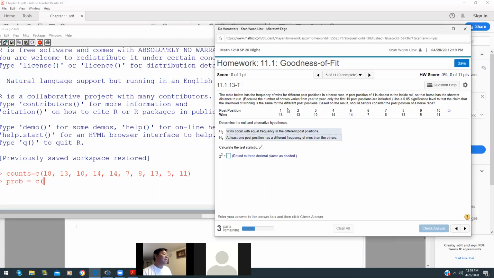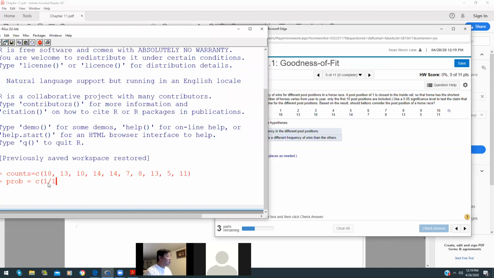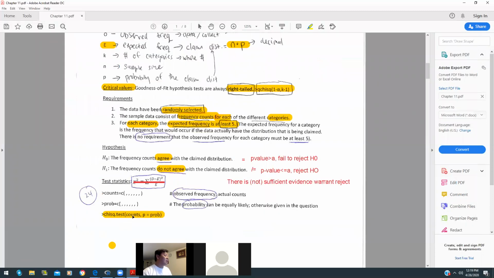Okay, so equal means, because there are 10 positions here, this is going to be 1 out of 10. So every single one of these, you have to do 1 out of 10. And yes, you have to type this 10 times. This is like a probability. Or if you want, you can put 0.1, which is the same thing as 1 out of 10. 1, 2, 3, 4, 5, 6, 7, 8, 9, and 10.